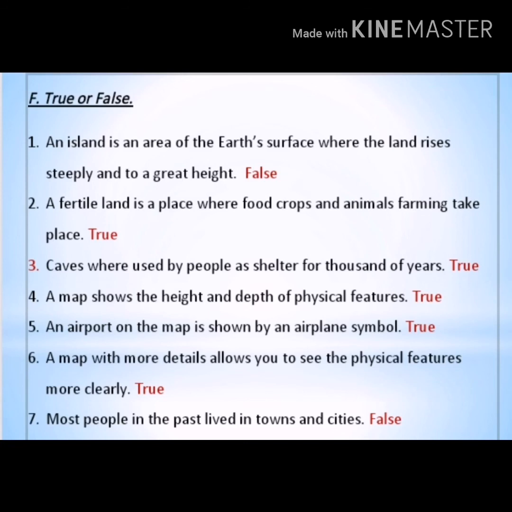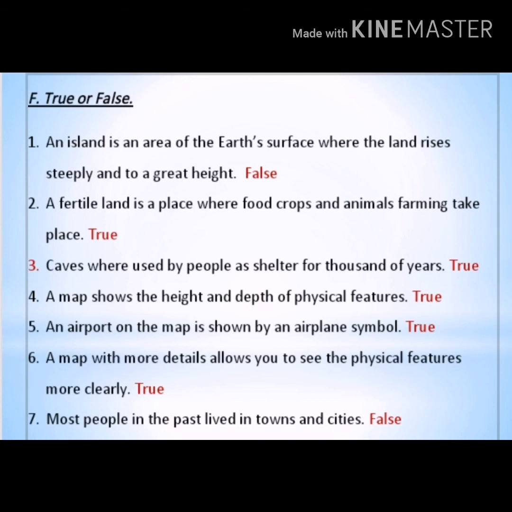An airport on the map is shown by an airplane symbol. That is true. A map with more details allows you to see the physical features more clearly. That is true. Number 7, most people in the past lived in towns or cities. Our answer is false because most people were not living in towns or cities.